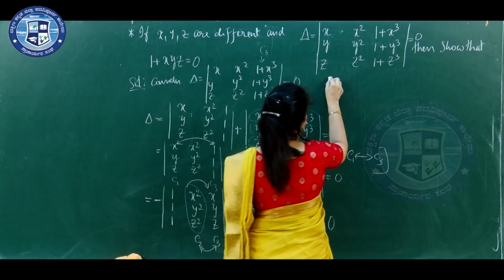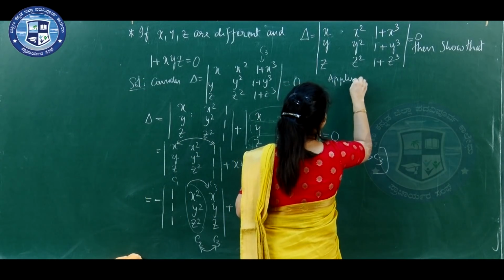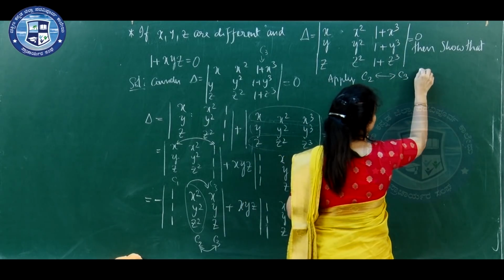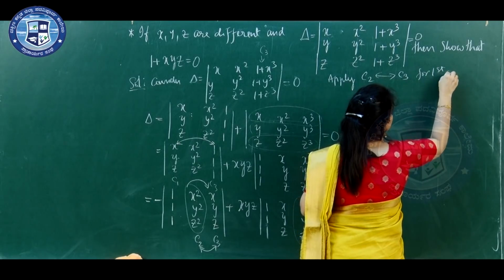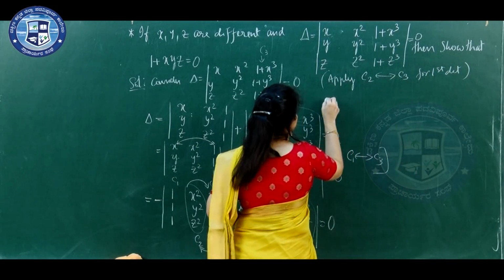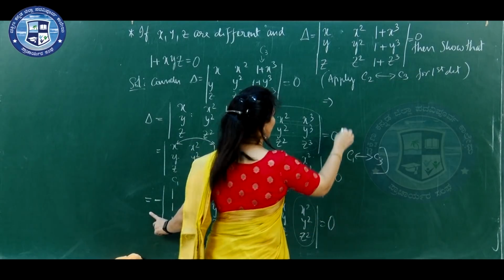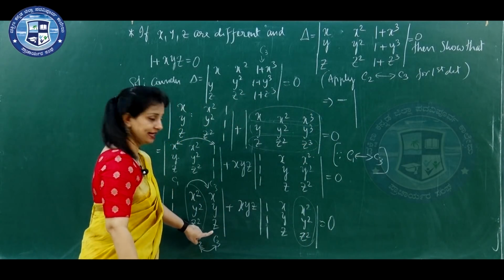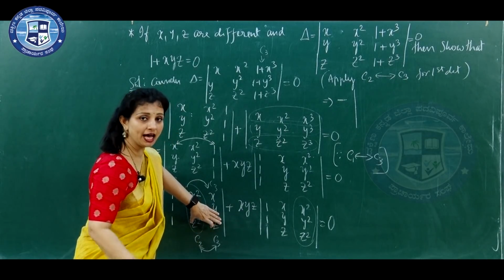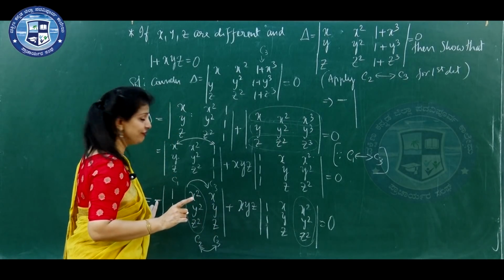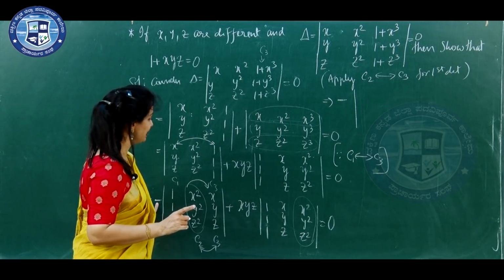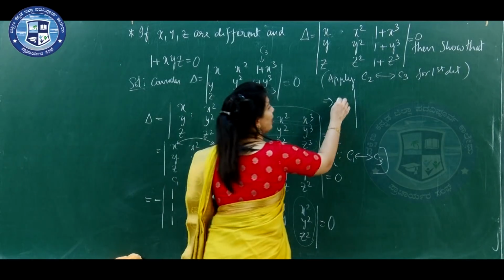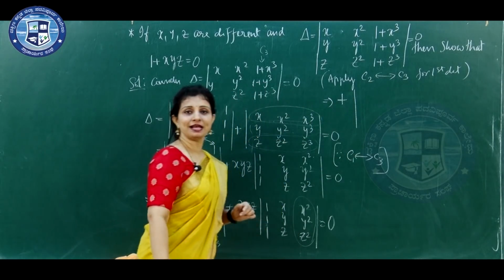Next, apply C2 interchange to C3 in the first determinant. Here already a minus sign is there. We are interchanging C2 and C3. If two columns are interchanged, the sign will change again. There is already minus, so minus of minus turns to plus.